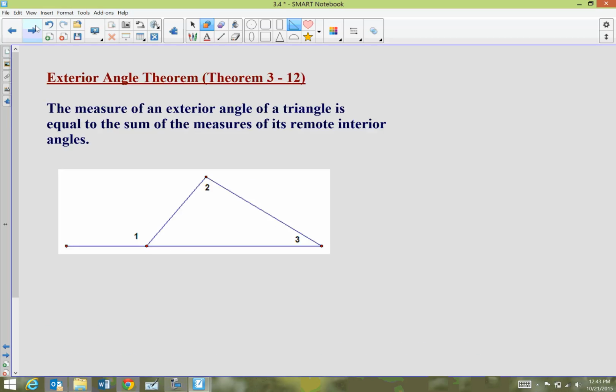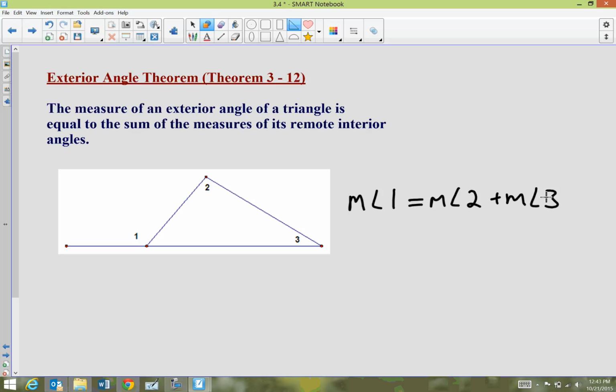Now the reason that those are important is because of the exterior angle theorem. The exterior angle theorem says the measure of an exterior angle of a triangle is equal to the sum of the measures of its remote interior angles. So in terms of my picture here, the measure of angle 1 is equal to the measure of angle 2 plus the measure of angle 3. Okay?